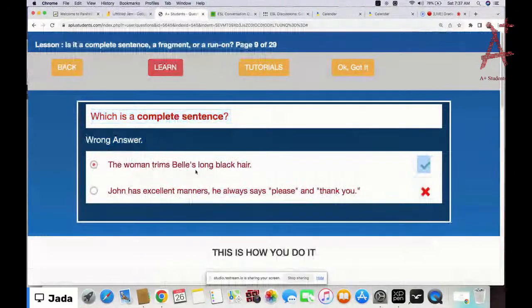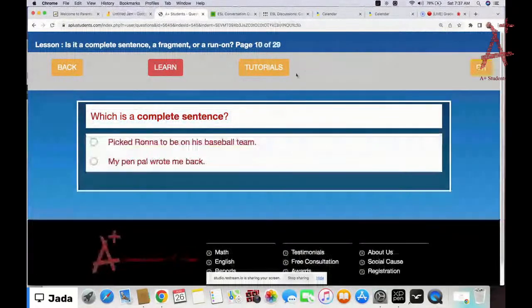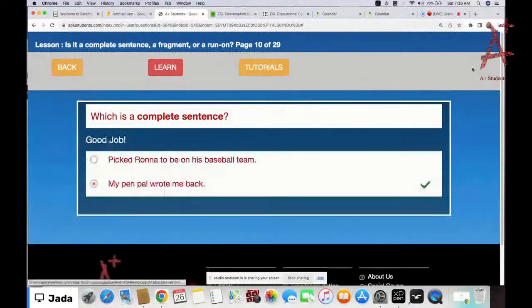The woman trims Belle's long black hair. Okay. So after that, you click on got it and then you continue and move on with your test. So which is the complete sentence here? Picked runner to be on his baseball team. My pen pal wrote me bark. Complete sentence. This one.